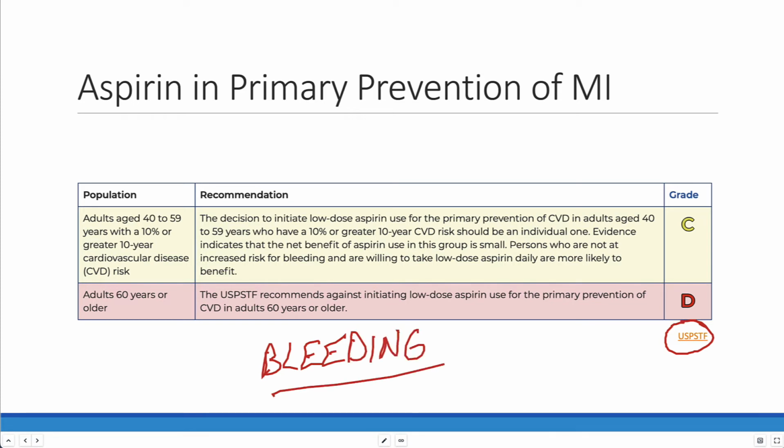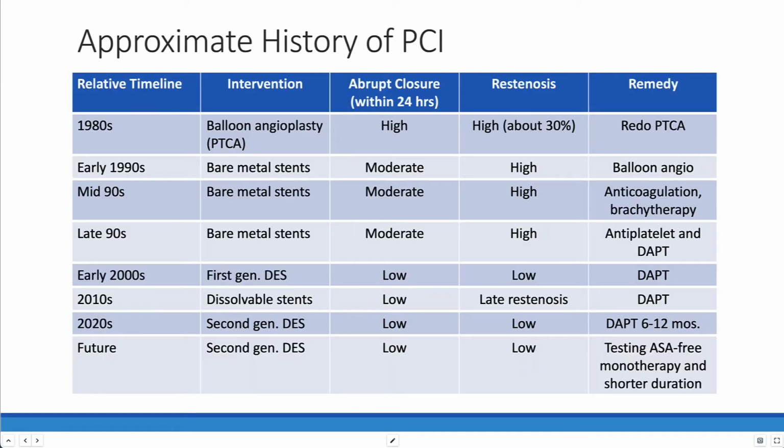Bleeding is the cost. Okay? That's also true after PCI. And so I just wanted to give you a quick and dirty understanding of how we got to where we are today. So back in the 1980s, when I started doing all this, balloon angioplasty, or PTCA, was the big deal. Percutaneous transluminal coronary angioplasty.